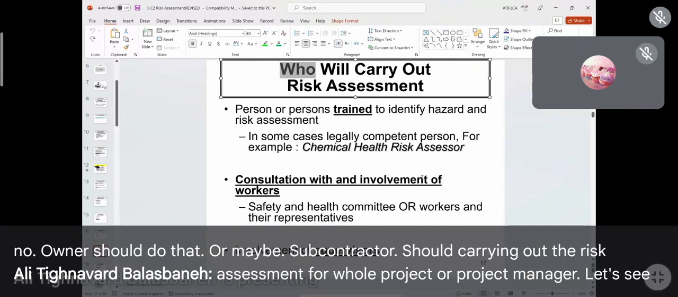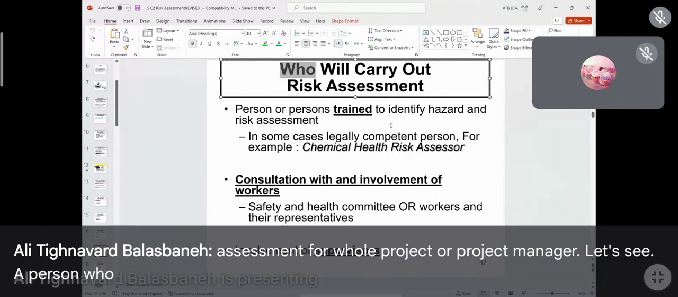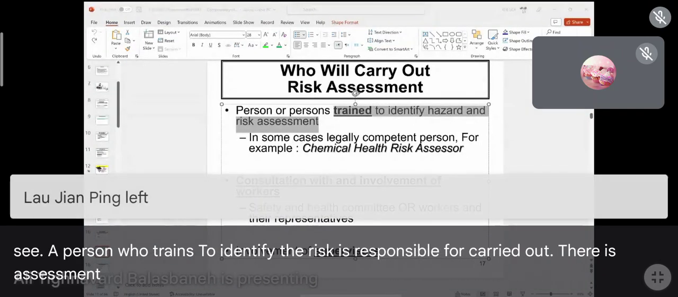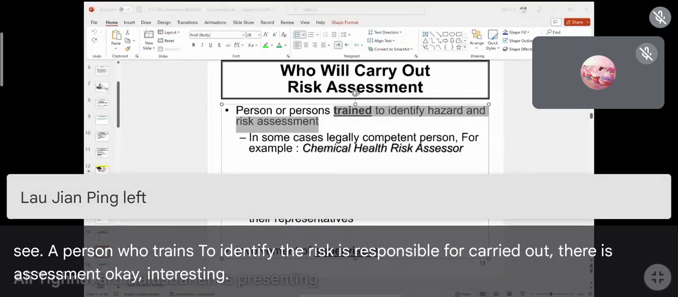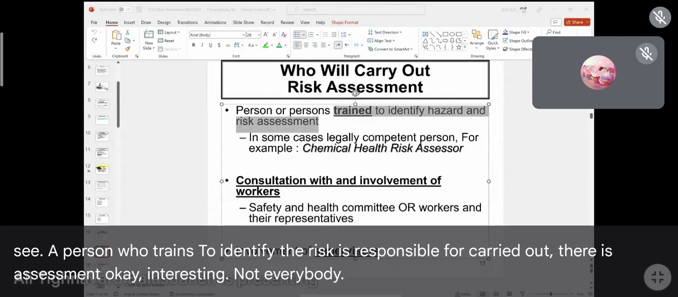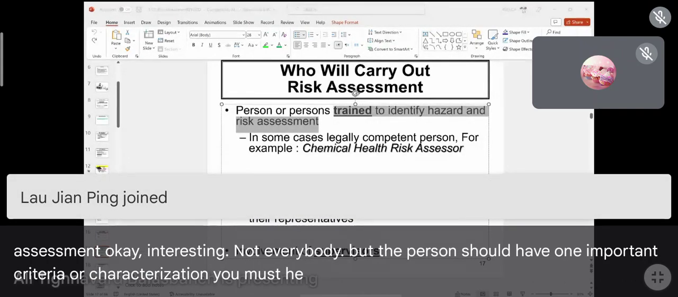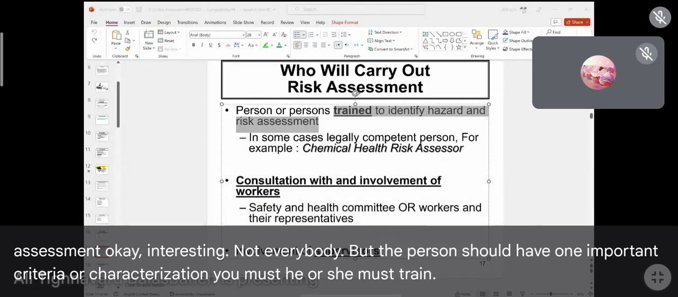Let's see. A person who is trained to identify the risk is responsible for carrying out the risk assessment. Okay, interesting. Not everybody, but the person should have one important criterion or characteristic. He or she must be trained previously.